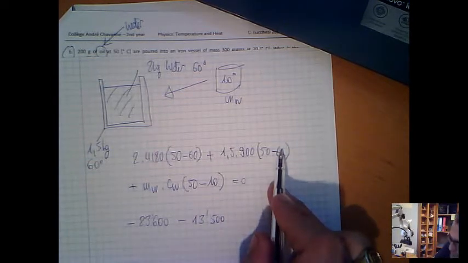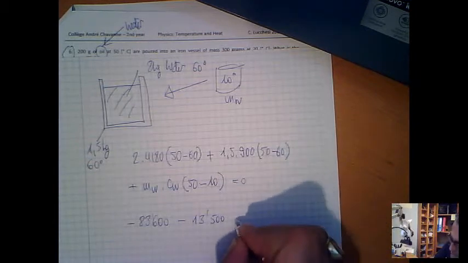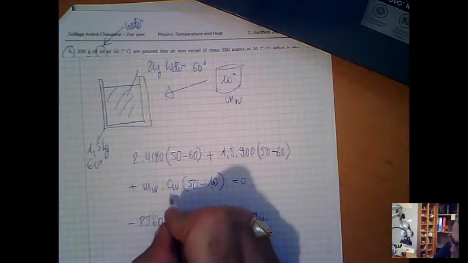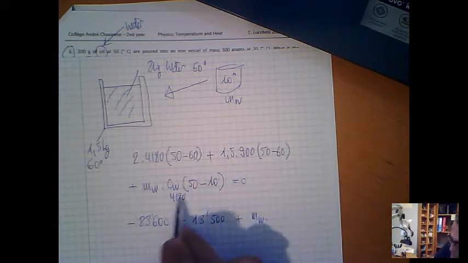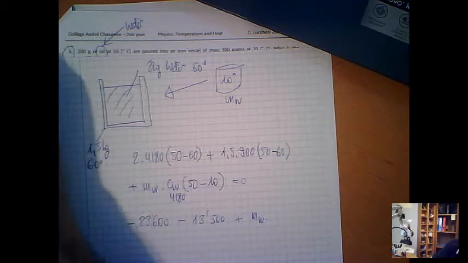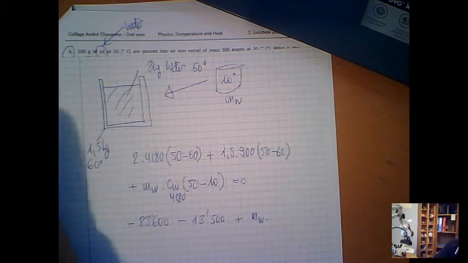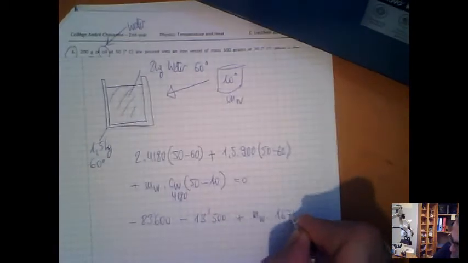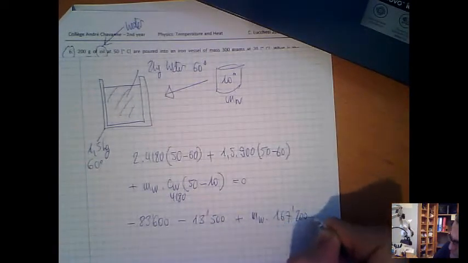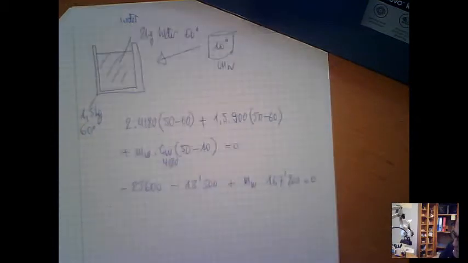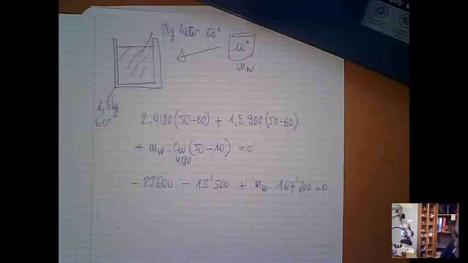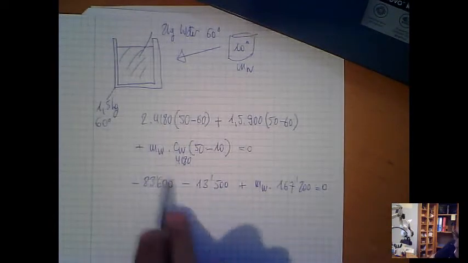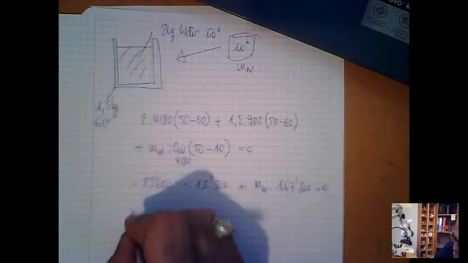Maybe I made something wrong before. Plus the mass of the water times, this is 4,180 times 40, okay? 4,180 times 40 is 167,200, and this should be 0, right? Now the mass of the water is going to be given by the sum of these two guys, which we put on the other side.